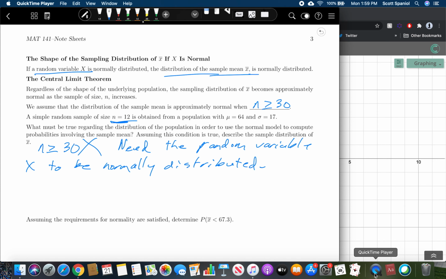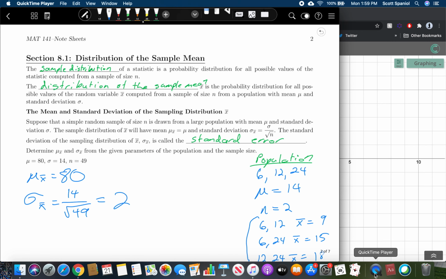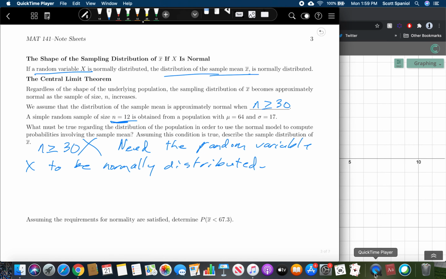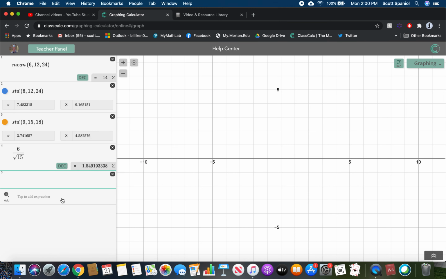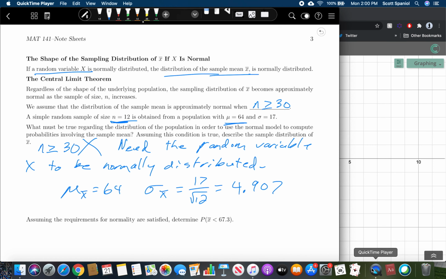So let's assume we are. If we are, then we can use our definitions back here for the mean and standard deviation. So that's what they mean by describe the sampling distribution. So mu sub x bar would simply be mu. And sigma sub x bar would be sigma divided by the square root of n. So in this case, 17 divided by the square root of 12. So we can just put that in our calculator here. And we get 4.907. Okay.